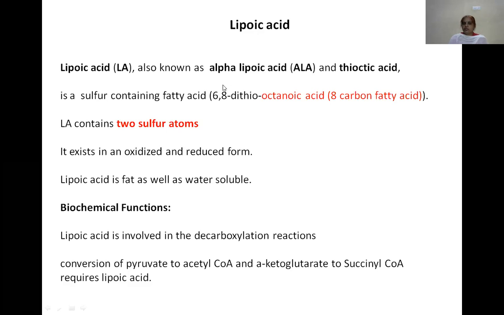How many sulfur atoms are present in lipoic acid? Two sulfur atoms are present in lipoic acid. It exists in two forms, the oxidized form and the reduced form. Lipoic acid is both fat soluble as well as water soluble.